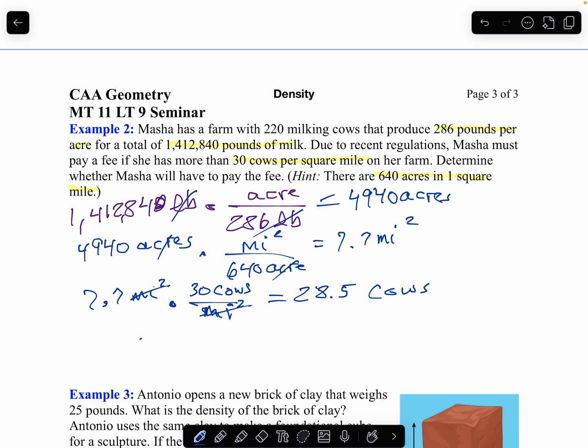So that is less than the threshold, isn't it? So there is no additional fee. She's a small farm because of the number of cows.